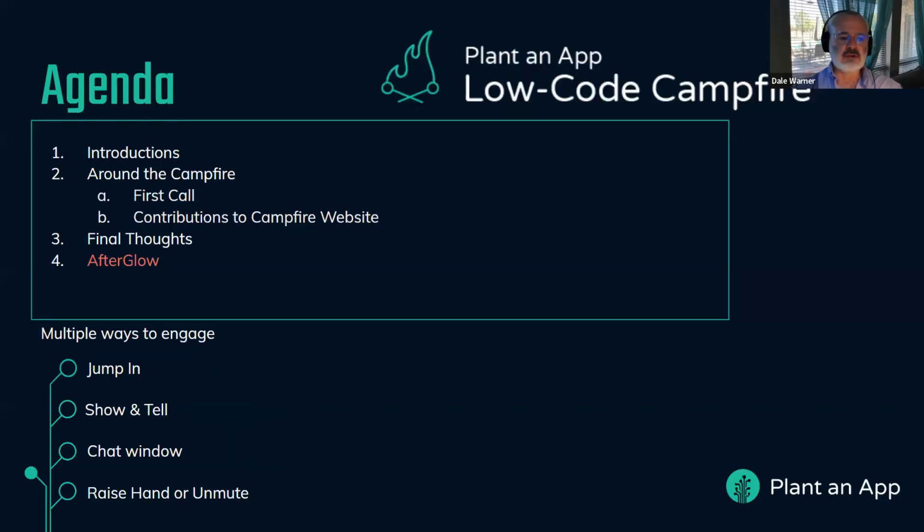We will run something like this agenda today. There's a few more topics, but we'll stop and say hello because we're a friendly group, and then we always do first call, and then contributions to the Campfire website, things from our community. We'll wrap up after an hour or so and go into our Afterglow segment. That's where we raise a virtual adult beverage and just hang out for a few more minutes.